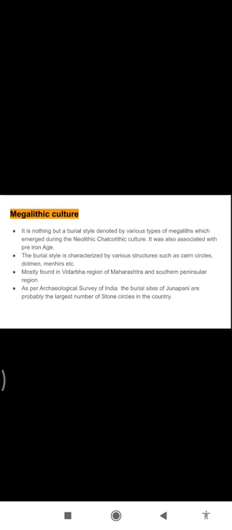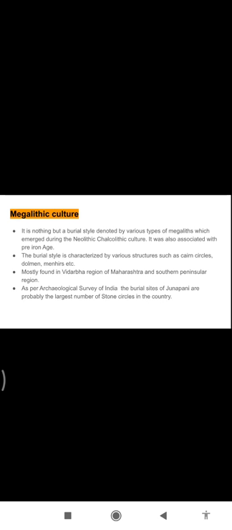Next, we will discuss a certain culture called Megalithic culture. What is Megalithic culture? It is nothing but a burial style denoted by various types of megaliths which emerged during the Neolithic Chalcolithic culture. It was also associated with the pre-Iron Age. The burial style is characterized by various structures such as cairn circles, dolmen, menhirs, etc. So megalithic culture is not a certain culture, it is a kind of burial style that was prevalent during the Neolithic and the Chalcolithic age.